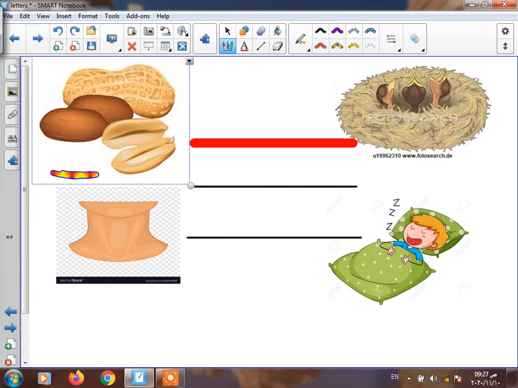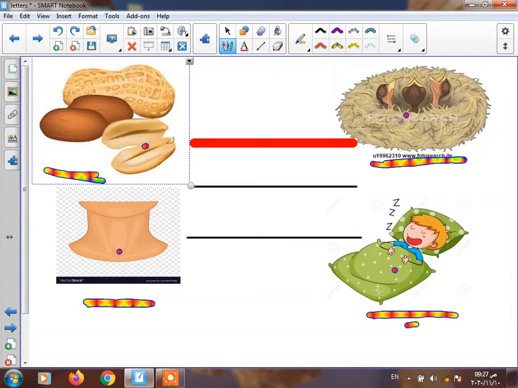Here, KG2. What is it? It's a nut. It's a neck. It's a nest. Nest, nut, neck. Start with sound N. Start with letter N. How can I write letter N?